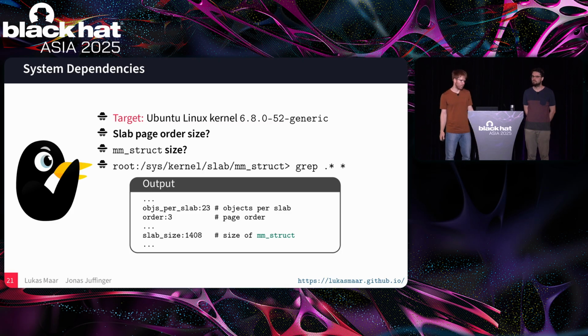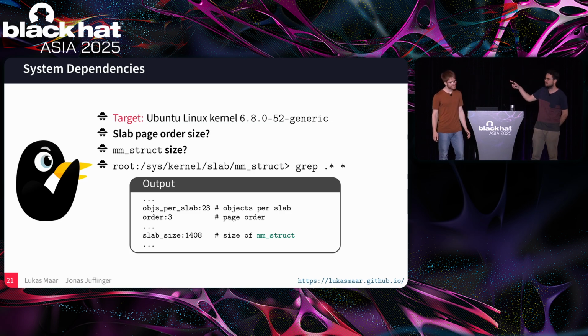And we did it pretty straightforward. There's a directory in the Linux kernel, sys/kernel/slab, for the struct. We grab all files, and three files are important for us: the objects per slab, so 23, as Jonas said, and the page order. The slab page order is 3, so 8 pages, similar to Jonas, and the size of the struct, which is 1,408.